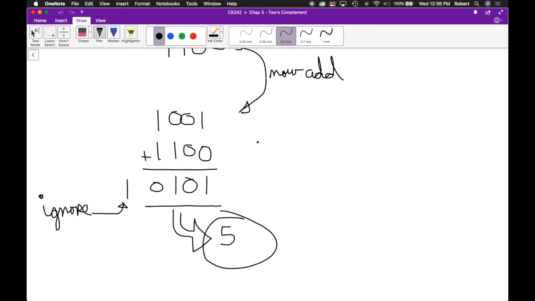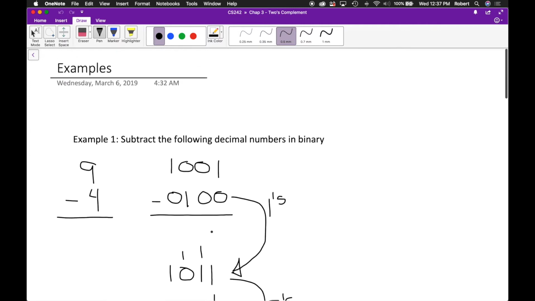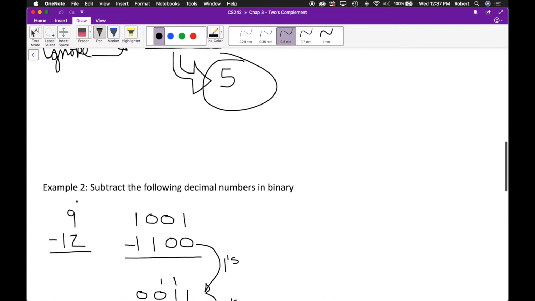9 minus 4 is 5. 1, 2, 4, 8. So the 1 is active, the 4 is active. 4 plus 1, that's what gives me the 5. Okay. So that is the 2's complement with a pretty simple problem, namely a larger positive and a smaller negative number. But now let's consider another example.